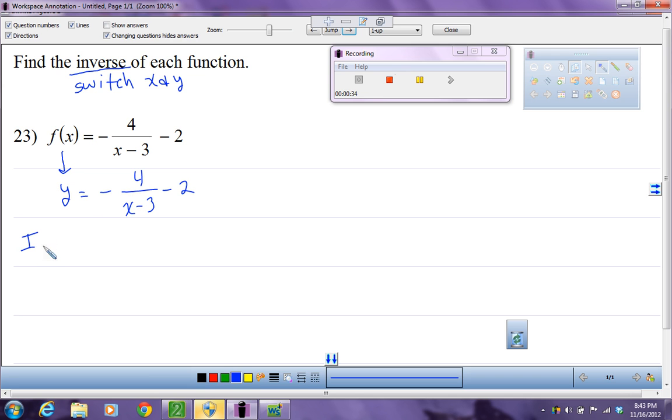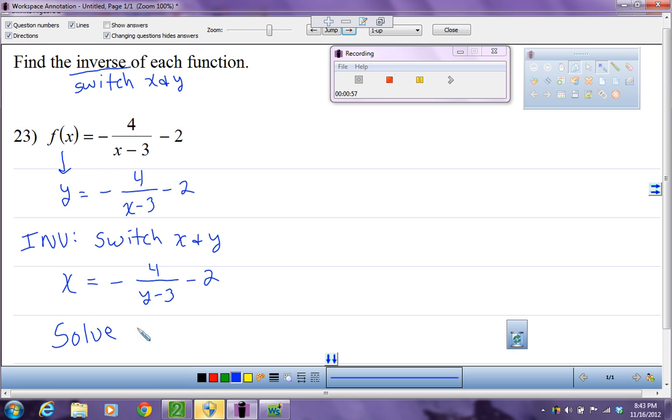So to find the inverse, again I need to switch the x and the y. So wherever I see the y, I'm going to change it to an x. And where I see the x, I'm going to change it to a y. Ooh, now we have to solve for y. So now we get a task at hand.